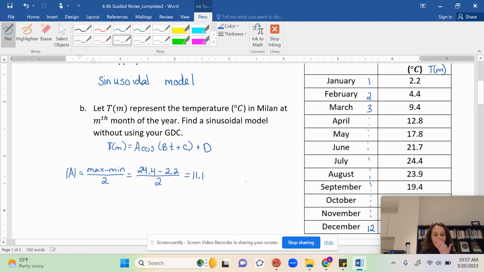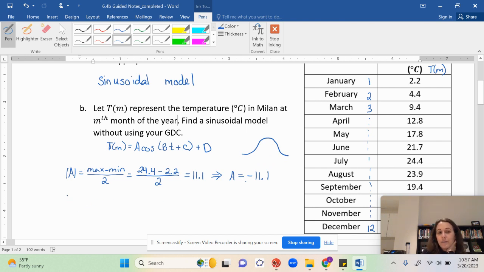Now, notice that I do say that that's the absolute value of A, because A can be positive or negative. I'm actually going to let A be negative 11.1 for this problem. And that was, again, because when I looked at this model, it kind of looked like it had this shape, which is a reflected cosine function. So I'm going to let A be negative 11.1.